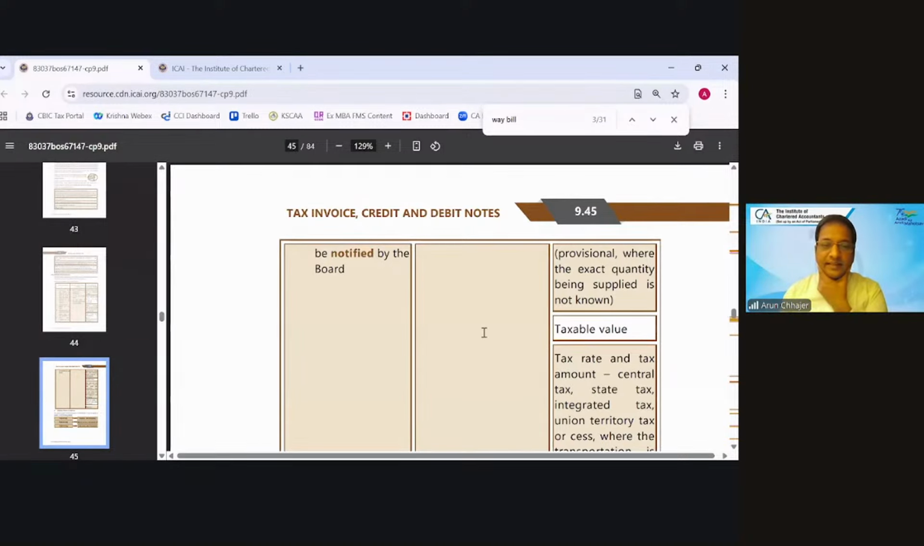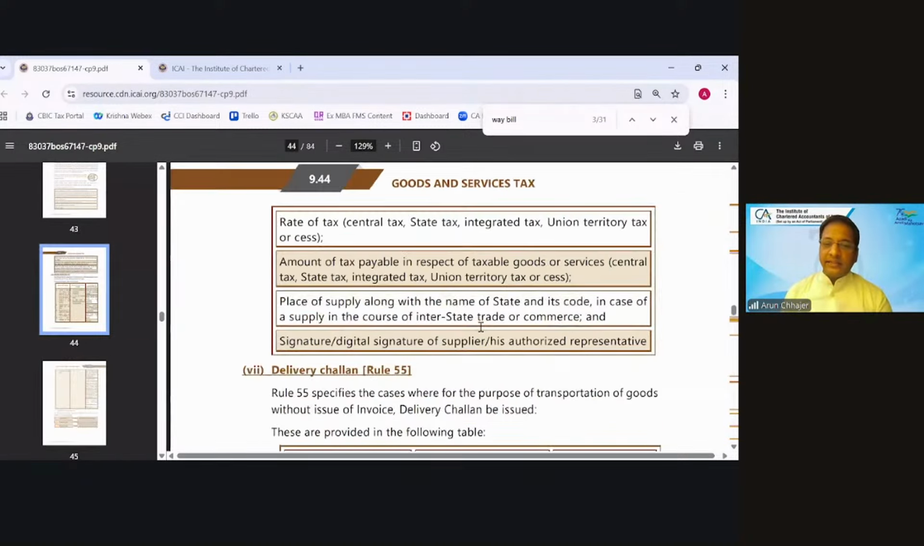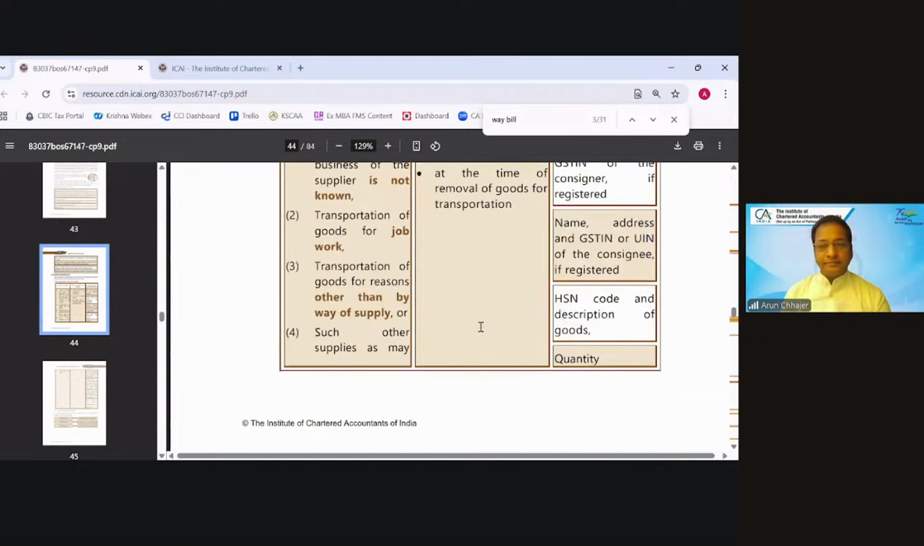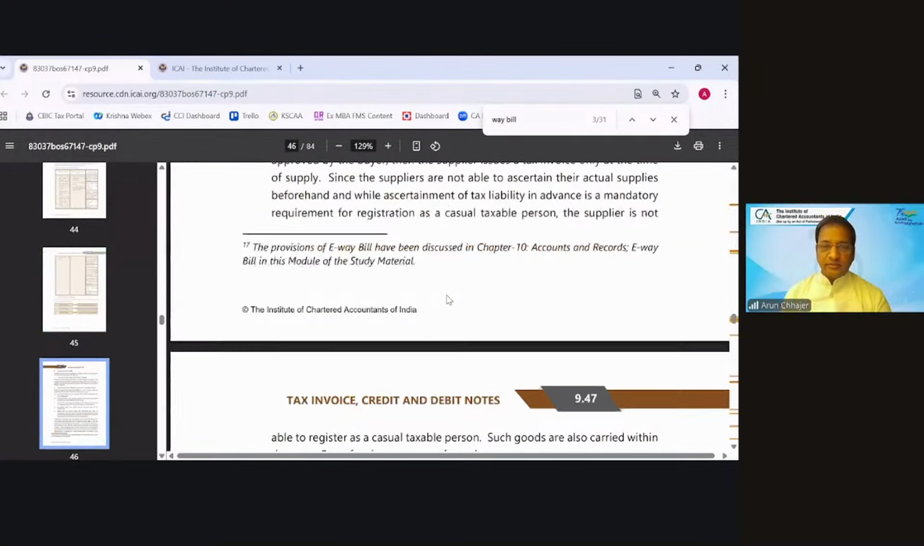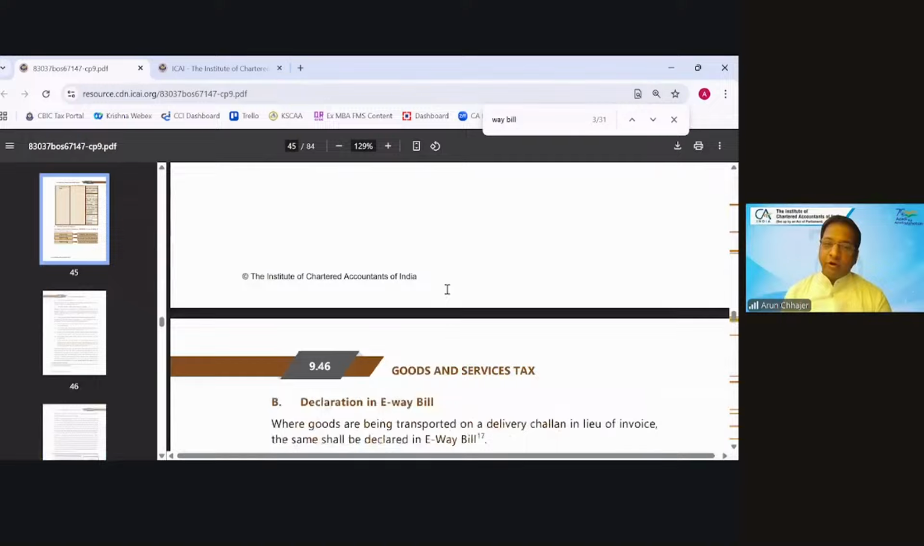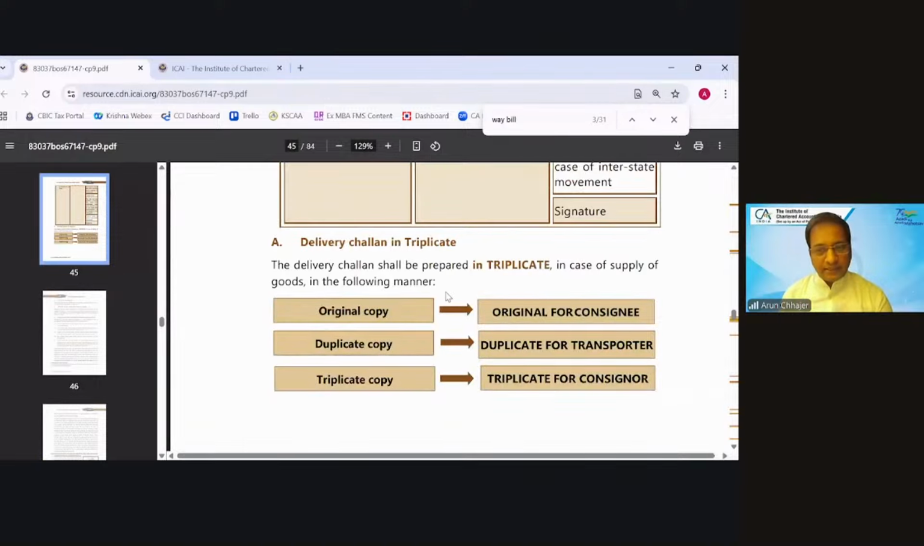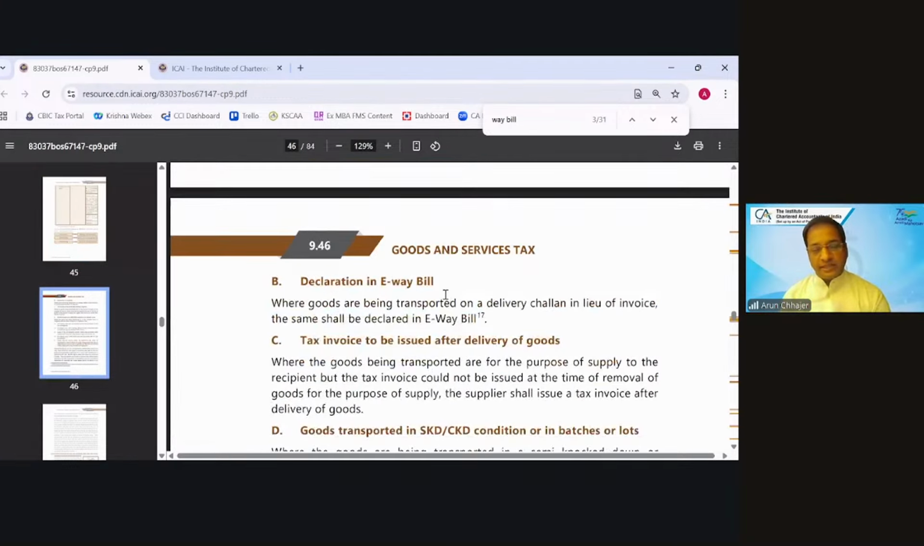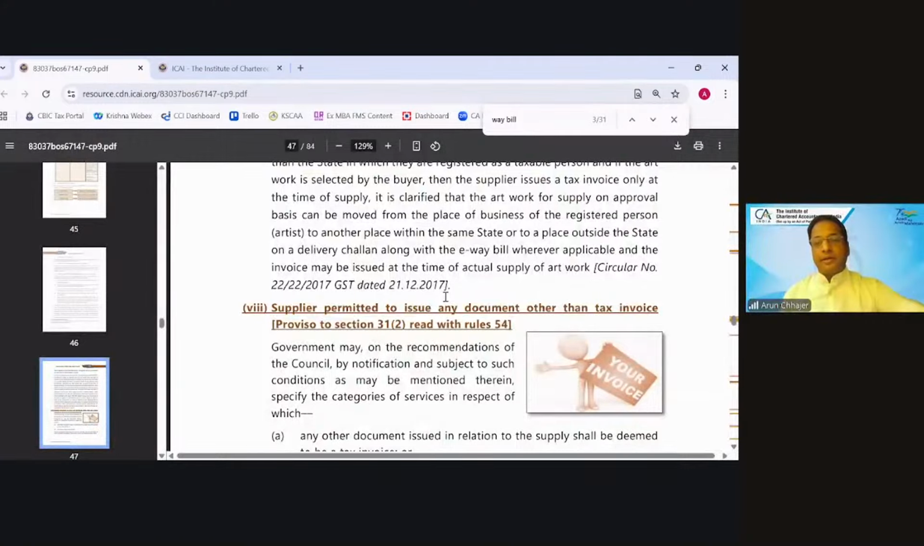Again, the content of the delivery challan would be the same as we have discussed. The delivery challan would also be prepared in triplicate: original for consignee, duplicate for transporter, triplicate for consigner. Declaration in the e-way bill, CKD, SKD we have discussed. Yes, we were talking about this particular part.